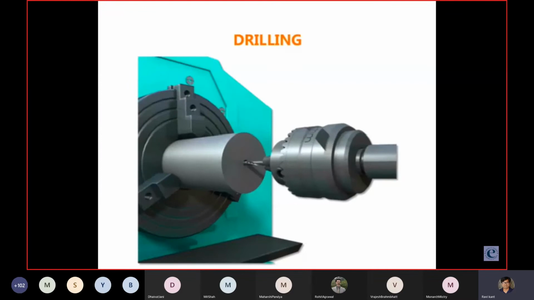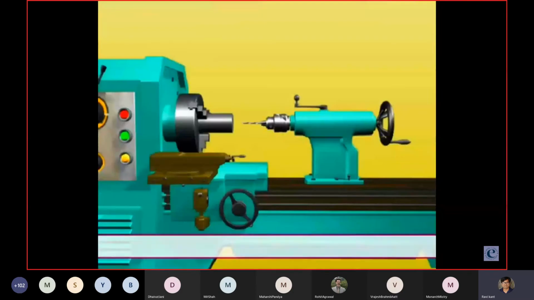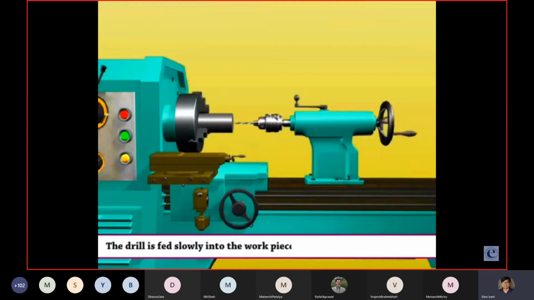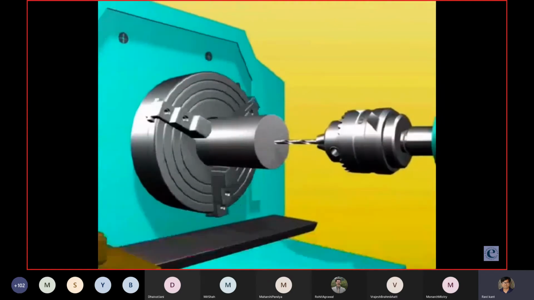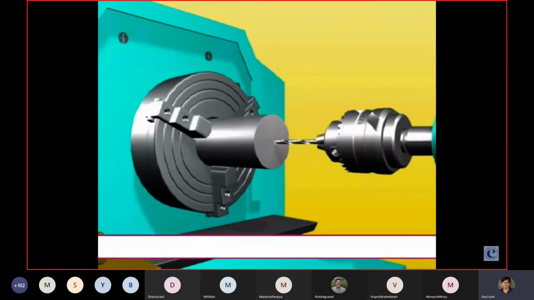Drilling. In this video, we will discuss the drilling operation of the lathe. It is the process of making holes on workpiece. The drill is fed slowly into the workpiece, which is revolving in a chuck. Workpiece, drill tool. The drill is held stationary in the tailstock spindle.